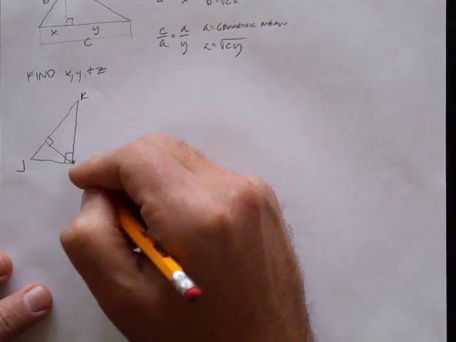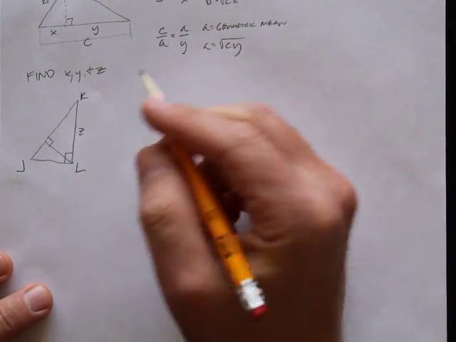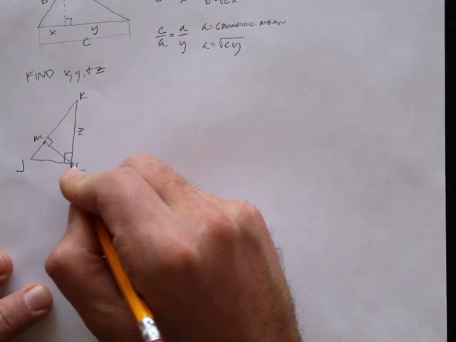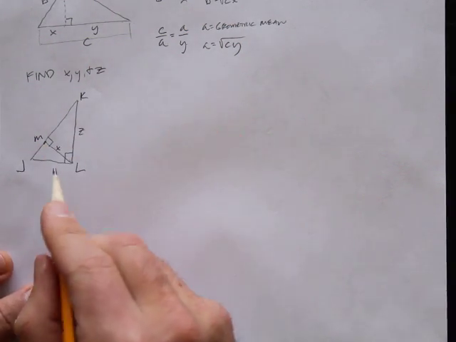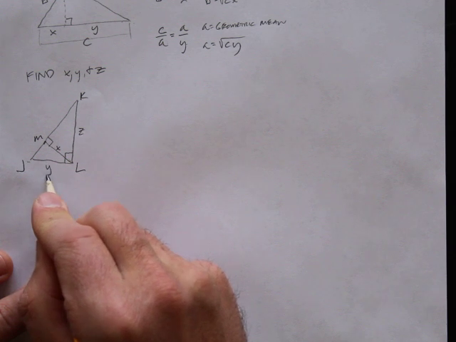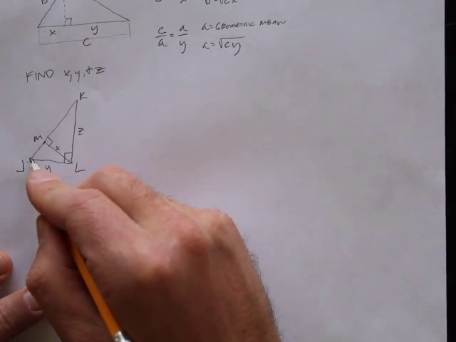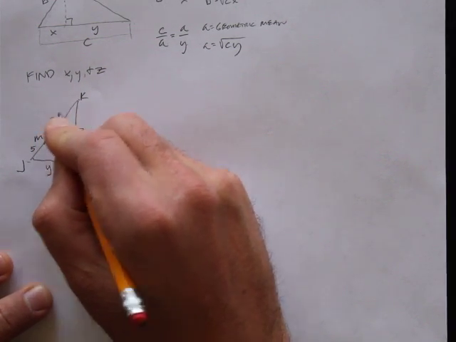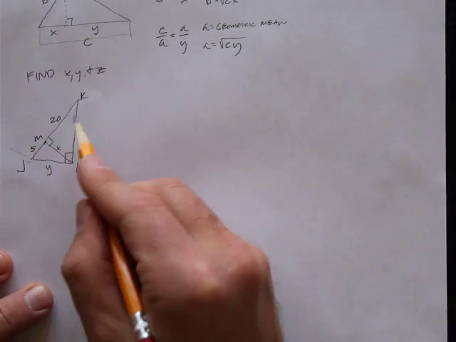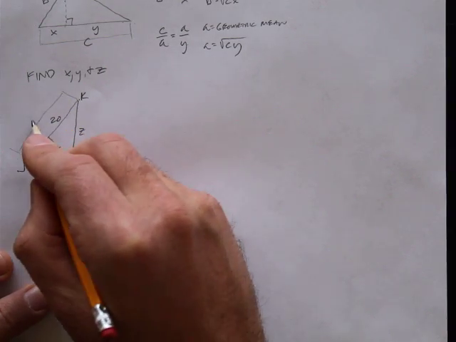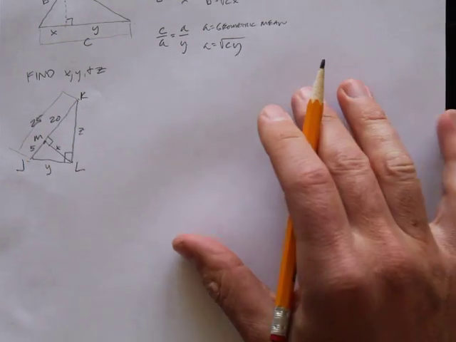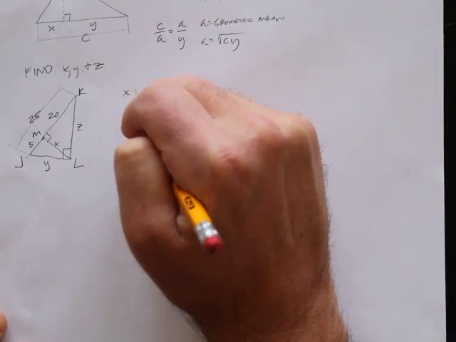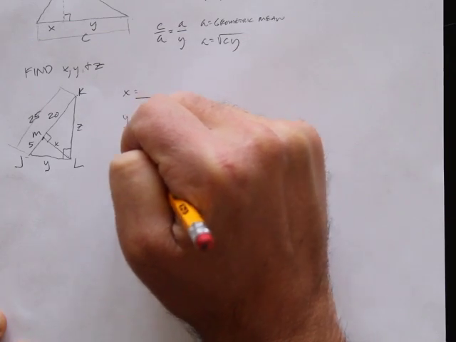And this distance from K to L is Z. This distance from L to this point here, which is M, is X. And J to L is Y. And now M to J is 5, M to K is 20, and J to K is obviously 25. Okay, so we need to find out what X equals, what Y equals, and what Z equals.